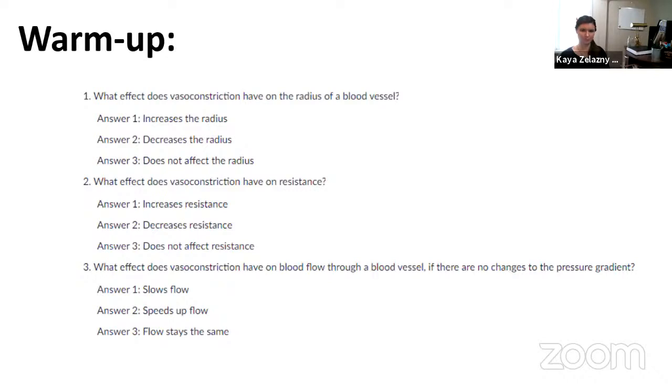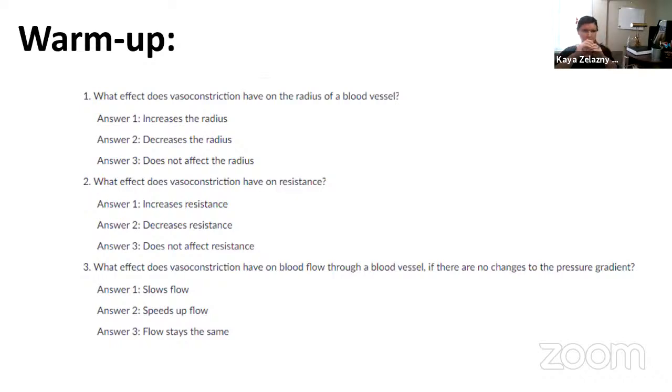Okay, yes, I am sharing results. So for this poll, the most popular answers are correct, but I see we have a couple people who are a little bit confused about this. So vasoconstriction, that word, we'll get into it in a lot more detail as we talk about arterioles, but vaso refers to blood vessels. Constriction refers to making something smaller, right? So vasoconstriction decreases the radius of our blood vessel.